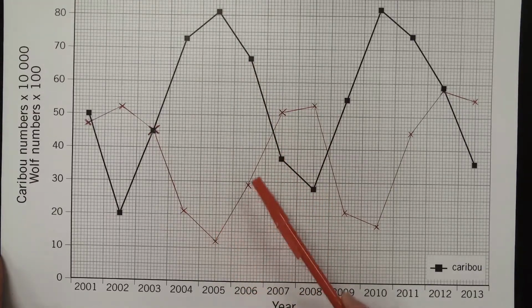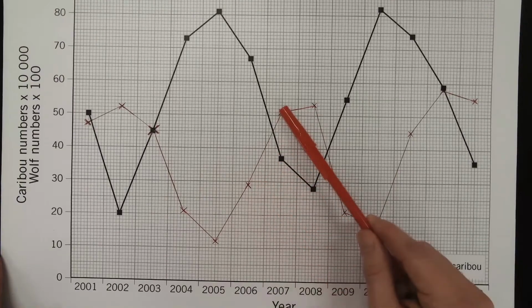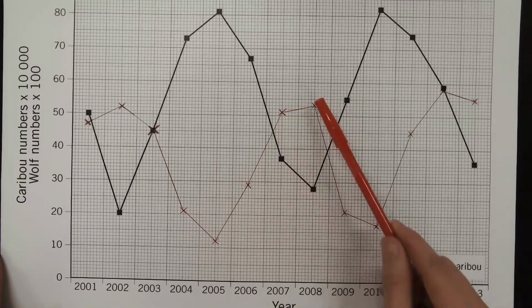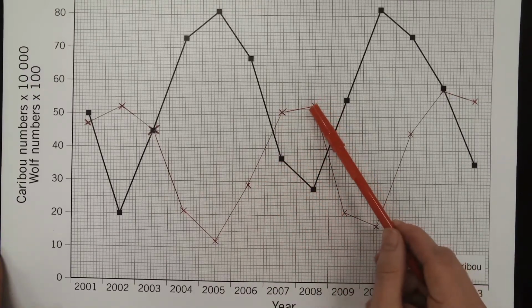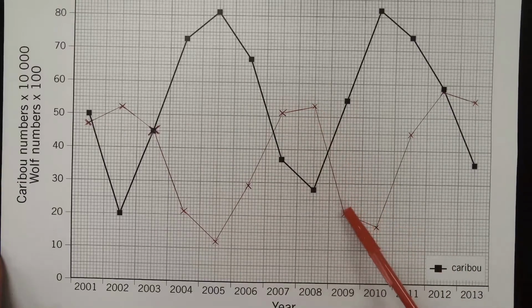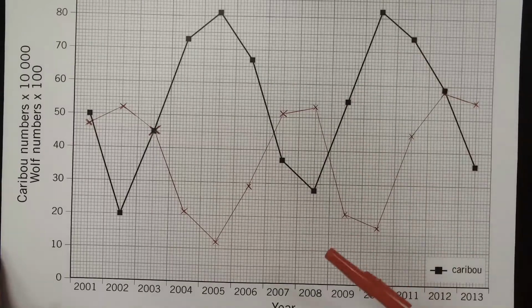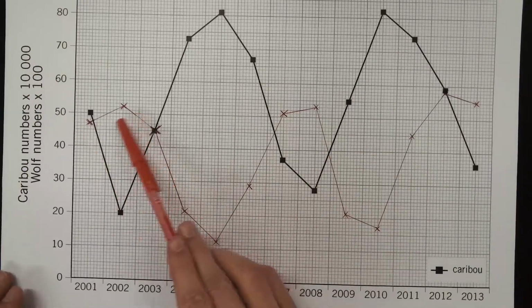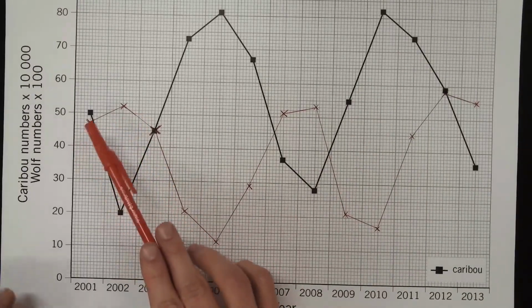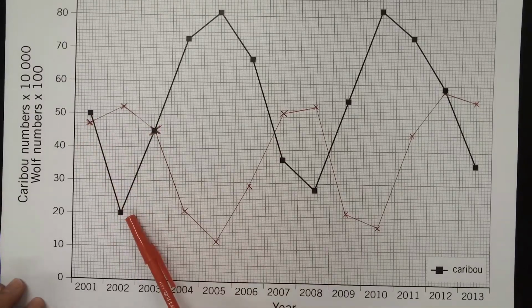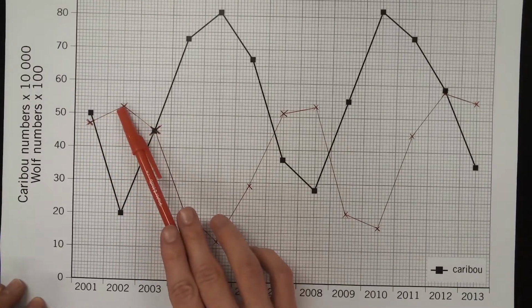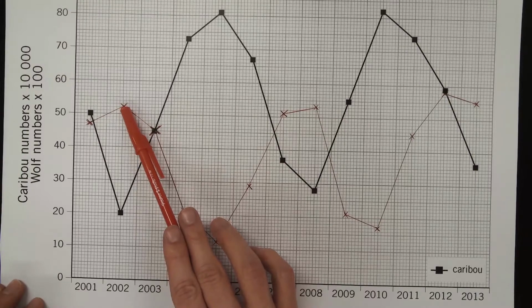However, then once the number of wolves starts to decrease, once again, the number of caribou starts to increase. So you can say that as one of the values goes up, so as the number of caribou goes down, the number of wolves goes up. And you can see the same for the opposite way around. So as the number of wolves decreases, the number of caribou increases.